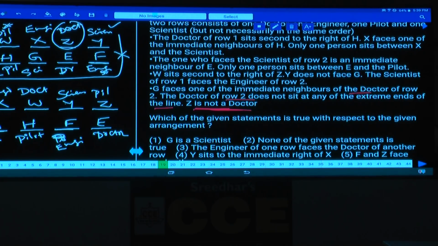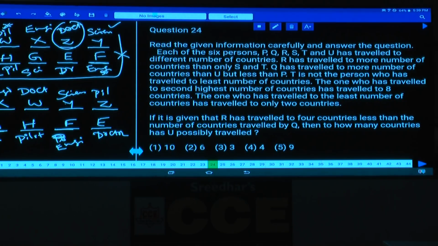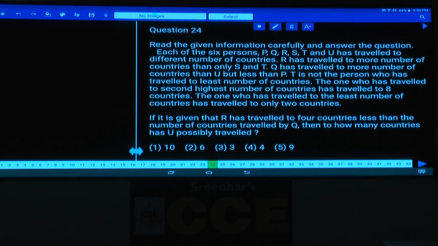Then question number 24. Now in this question number 24, each of the 6 persons P, Q, R, S, T and U has travelled to different number of countries. Now these persons have travelled to different number of countries. Has completed writing this one 19 to 23. Then let us start with 24 onwards. Now in this question number 24, 6 persons. Who are those 6 persons? P, Q, R, S, T, U. 6 persons.